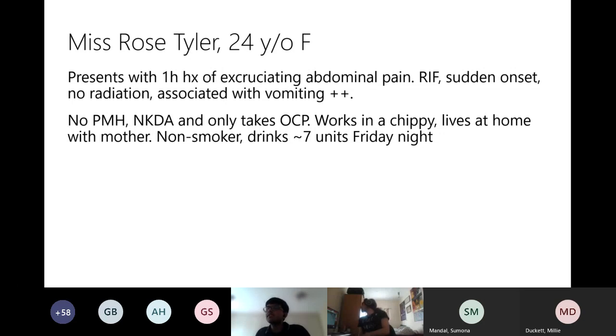Is Oxford Handbook good for gastro? I think it's pretty good, I think. Yeah.